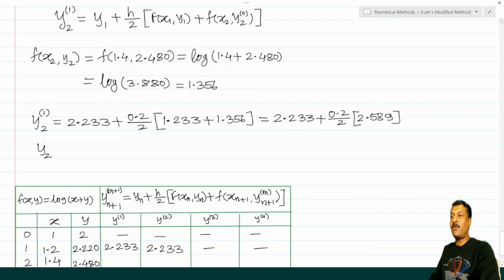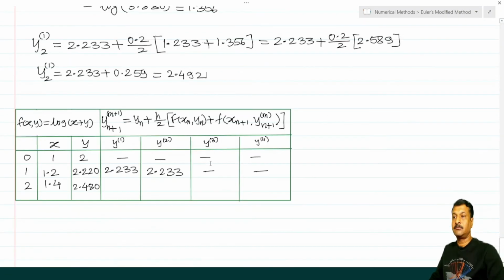So I am getting y2 at first position, that is equal to 2.233 plus 0.259. So what is the value of y2 with a new position? 2.233 plus 0.259. So I am getting here 2.492. So you can see here these two values are not the same. It means that we want to improve more.